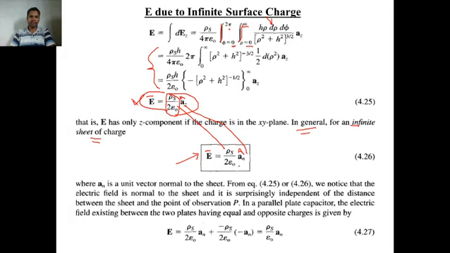What is an cap? An cap is a unit vector which is normal to the sheet, perpendicular to the sheet. Here we obtained az cap because your surface charge was placed in the xy plane, and perpendicular to the xy plane is the z axis. Therefore, we obtained az cap. But in the general case, your an cap is any unit vector, in any direction, which is normal to the given sheet, and the given sheet means the surface. So this is the formula we want.